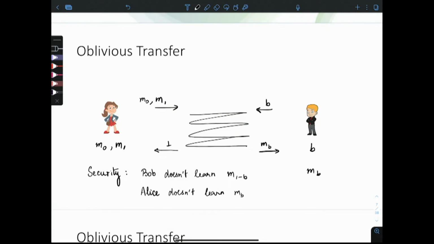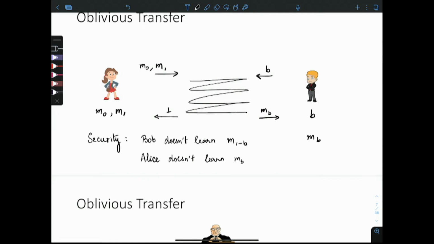Okay, so this may seem fairly non-trivial. Alice cannot send Bob both messages because then that means Bob learns both. That's not allowed. Bob can't tell Alice which one he wants because that's not allowed either. Alice shouldn't find out which one he wants. So this at first seems highly non-trivial.